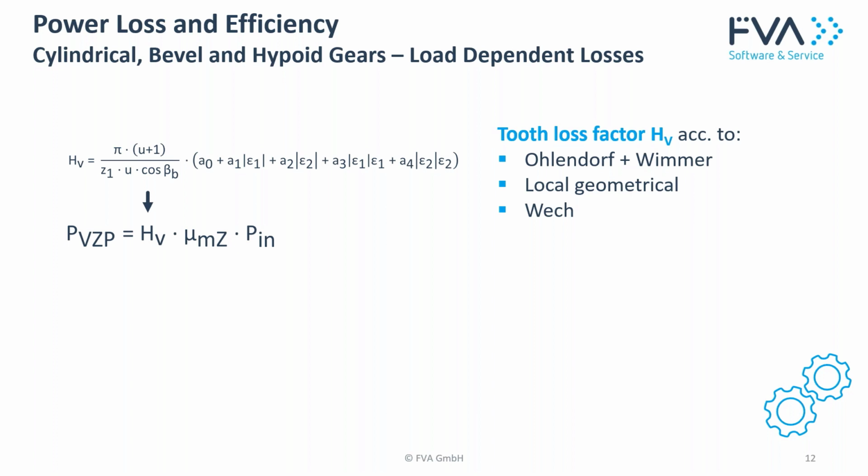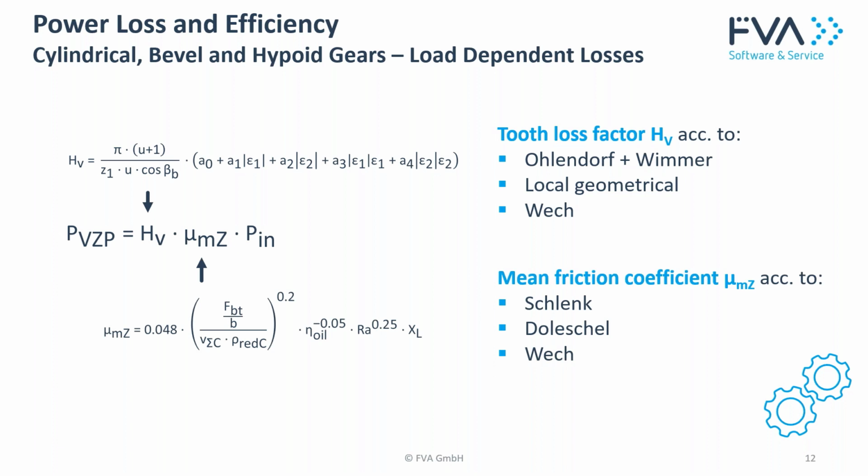It can be determined by an approach according to Ohlendorf, the basic approach, with an extension according to Wimmer. Another more detailed approach is a local geometrical tooth loss factor. This includes also the micro modifications and the detailed contact under load. So this approach is taking also the system deformations into account and the resulting gear mesh misalignments. For bevel and hypoid gears, there's an approach available according to Wech.